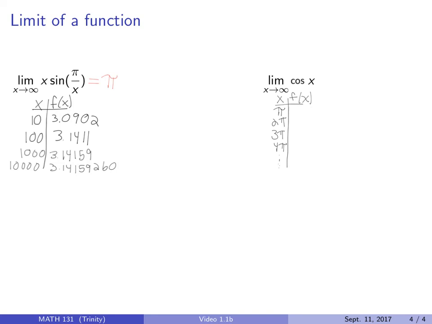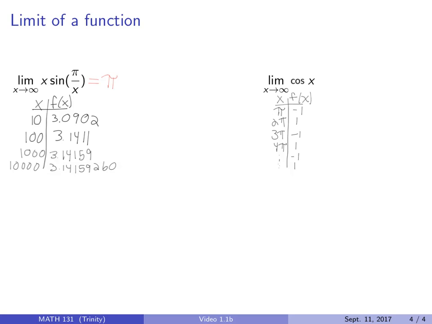So cosine of pi is equal to -1. Cosine of 2 pi is equal to 1. Cosine of 3 pi is -1. Cosine of 4 pi is 1. And this could continue oscillating back and forth as we continue to go off to infinity.